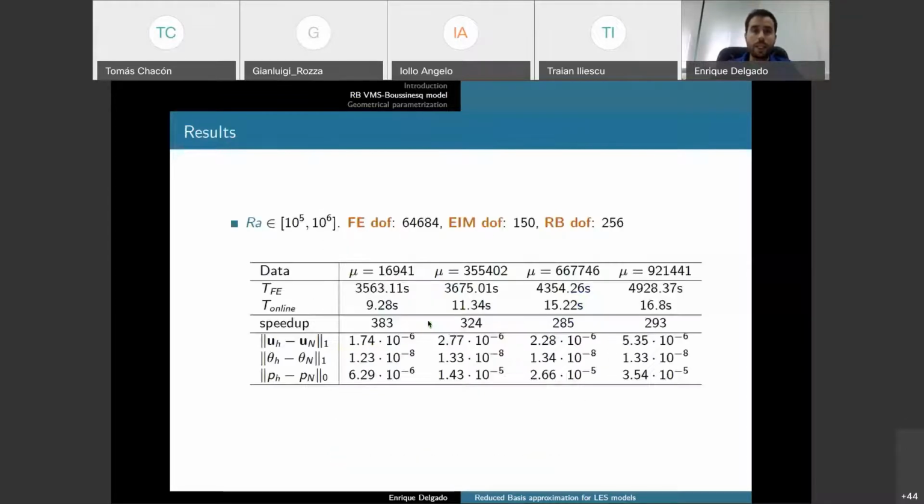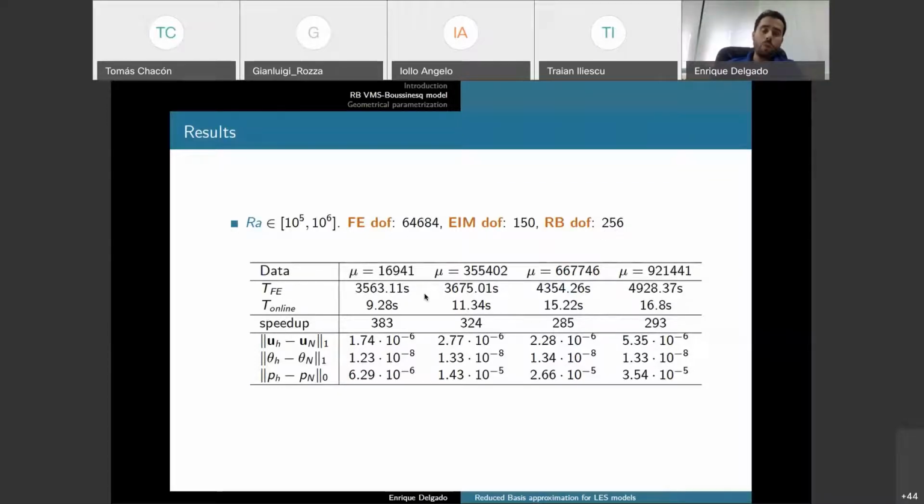So here I show you a summary of the data. We need about 64,000 degrees of freedom for the finite element, 150 degrees of freedom for the empirical interpolation method, and the reduced basis has 256 degrees of freedom.